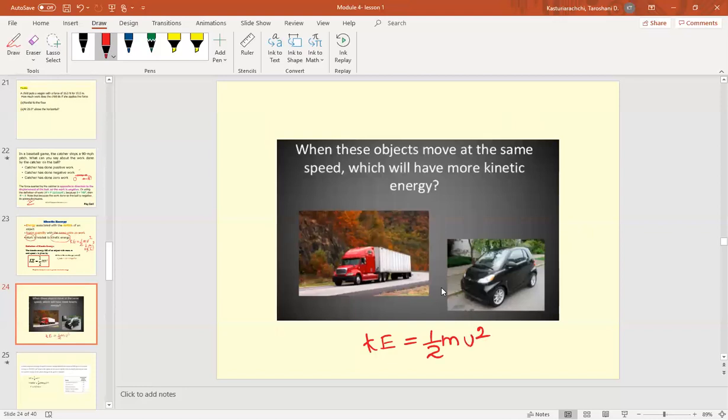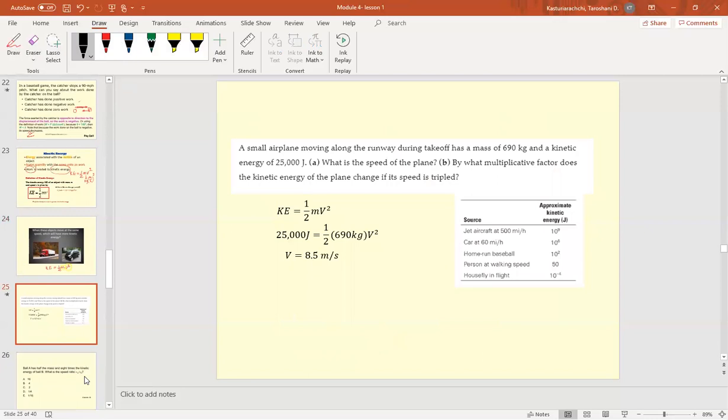Okay, but here they have the same speed. They do have the same speed. So this is the same, so then it depends on the mass, right? Then the truck has more kinetic energy because it's heavier. Okay, all right. So let's look at here.